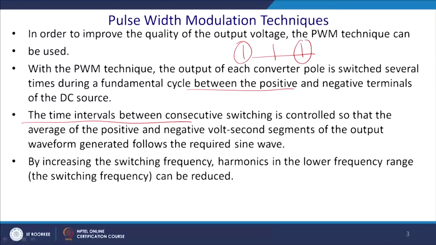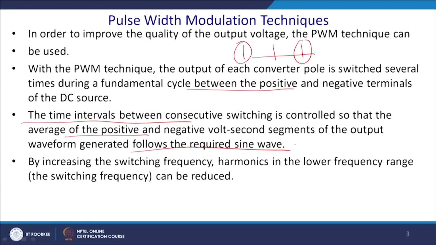The time interval between consecutive switchings is controlled so that the average of the positive and the negative voltage per segment of the output voltage is matched, and thus you do not have any DC offset. Otherwise, if the positive area and the negative area do not match, you will have a DC offset. Moreover, the volt-area that you generate by the PWM should match your proper sine wave, so the waveform follows the required sine wave.